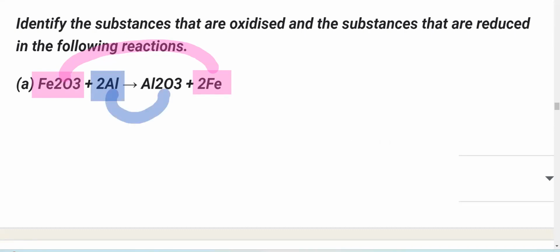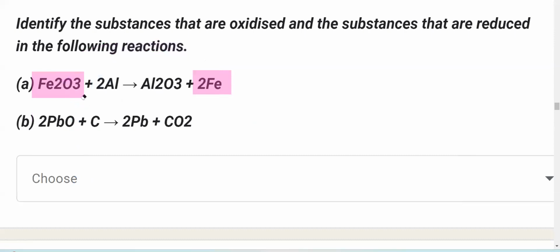As I said, and several times I said, the substance getting reduced is the oxidizing agent. So this is the oxidizing agent. And the substance which is getting oxidized has to be the reducing agent. Aluminum is getting oxidized, so it will be the reducing agent.